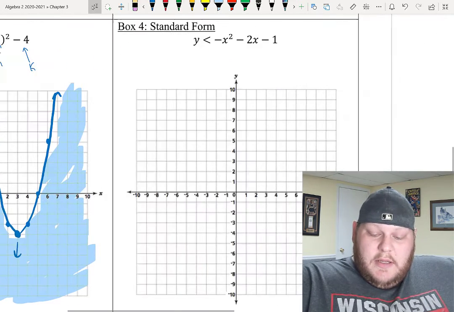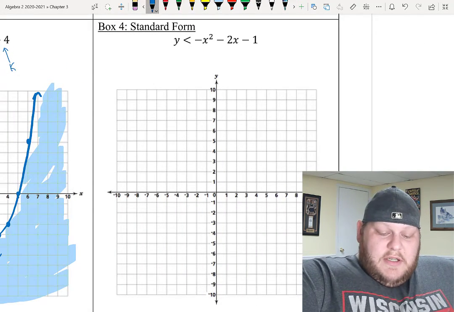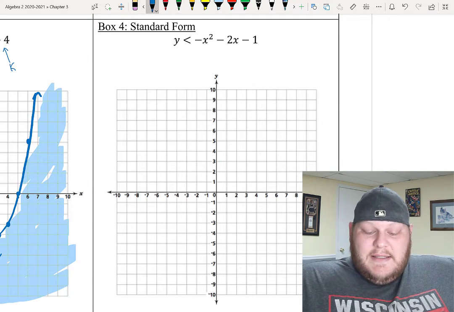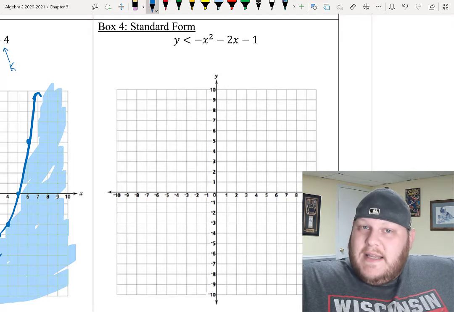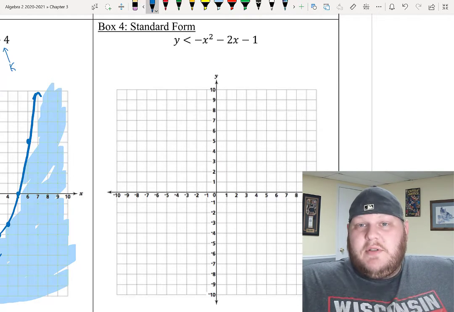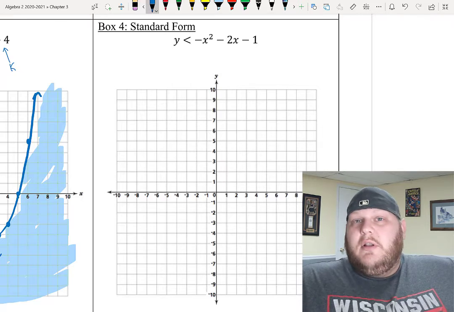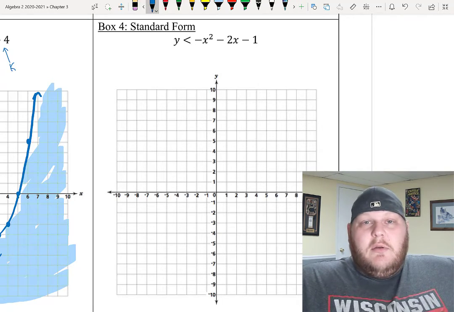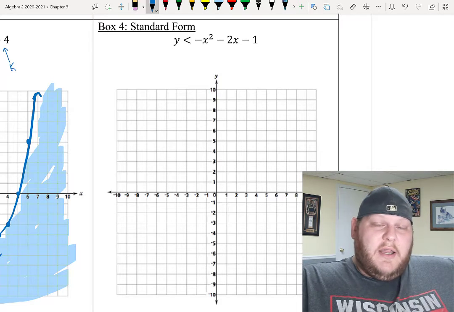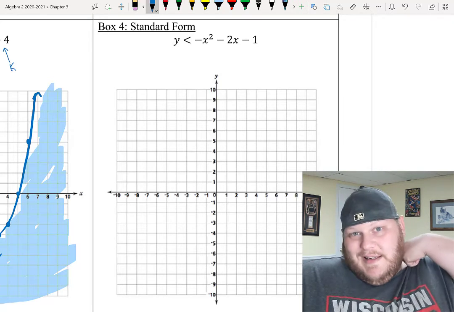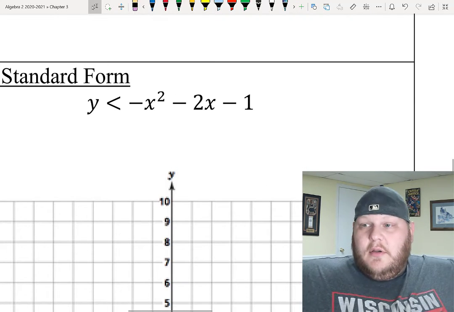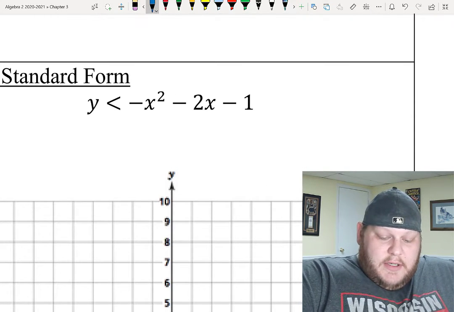Last one, and this is the one that we more so just need to review to make sure we know how to graph this. Here we've got y is less than negative x squared minus 2x minus 1. This is in standard form, so you've got a couple of different options on how you could handle this. If you really wanted to, you could do completing the square on this to try and convert it into vertex form, if that's easier for you. For most of us, we'll just go ahead and do it the way we learned how to do it initially.